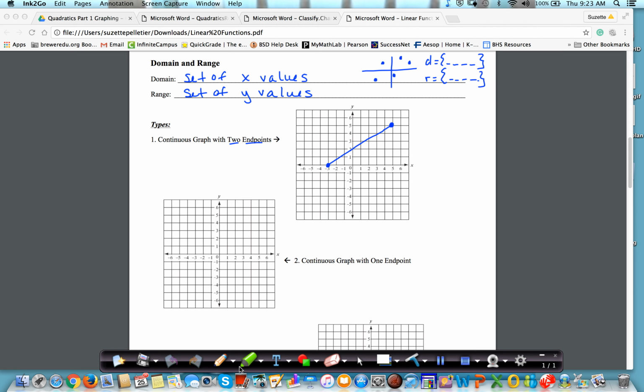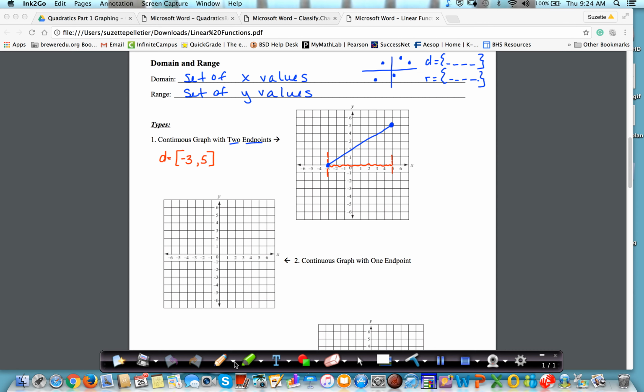In this case, your domain, being your set of x's, I'm going to look at my x and say it starts here and goes all the way over here. There's nothing beyond this point. So I need all the x values between -3 and 5, and I'm going to include -3 and 5, because they have closed circles, which means the points are included in the set. So I'm going to say that my domain goes from -3 to 5.